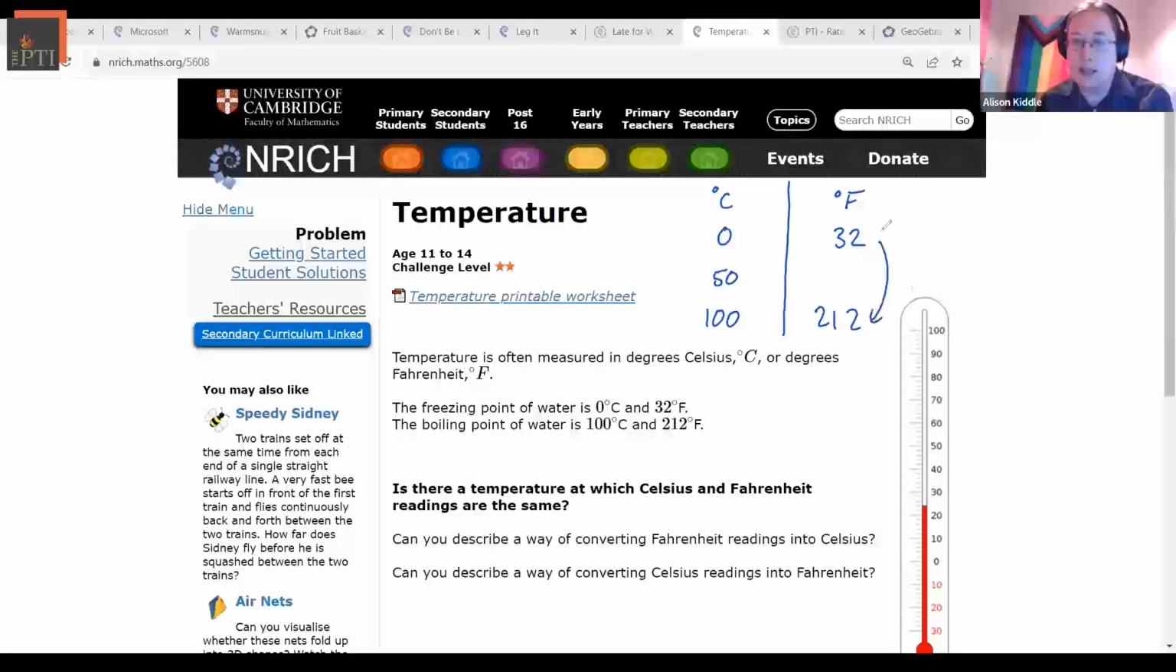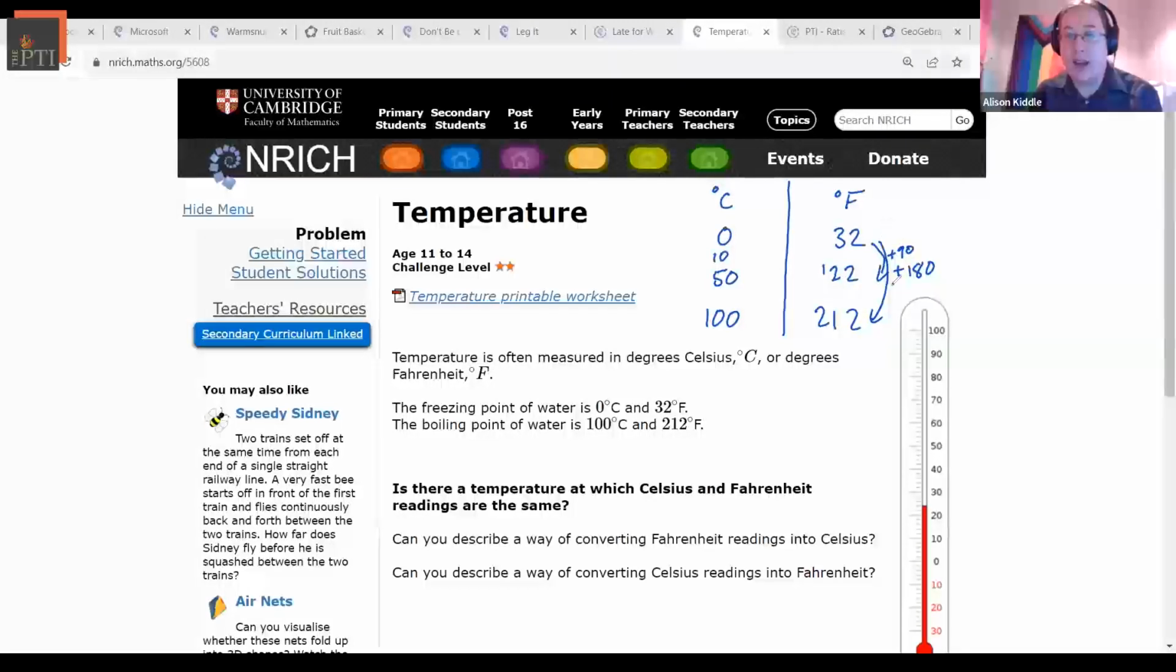And they might say that to get from 32 to 212, I have to add 180. So to get halfway between, I would have to add 90. And so 32 plus 90 is 122, I want to say. Does that sound plausible? Charlie's nodding. Good.